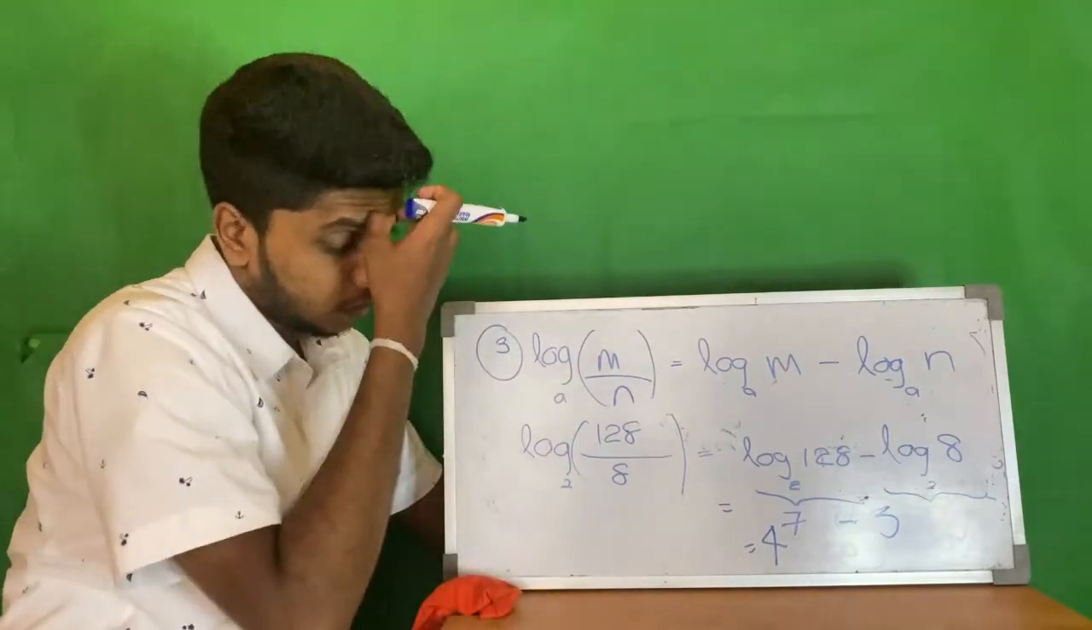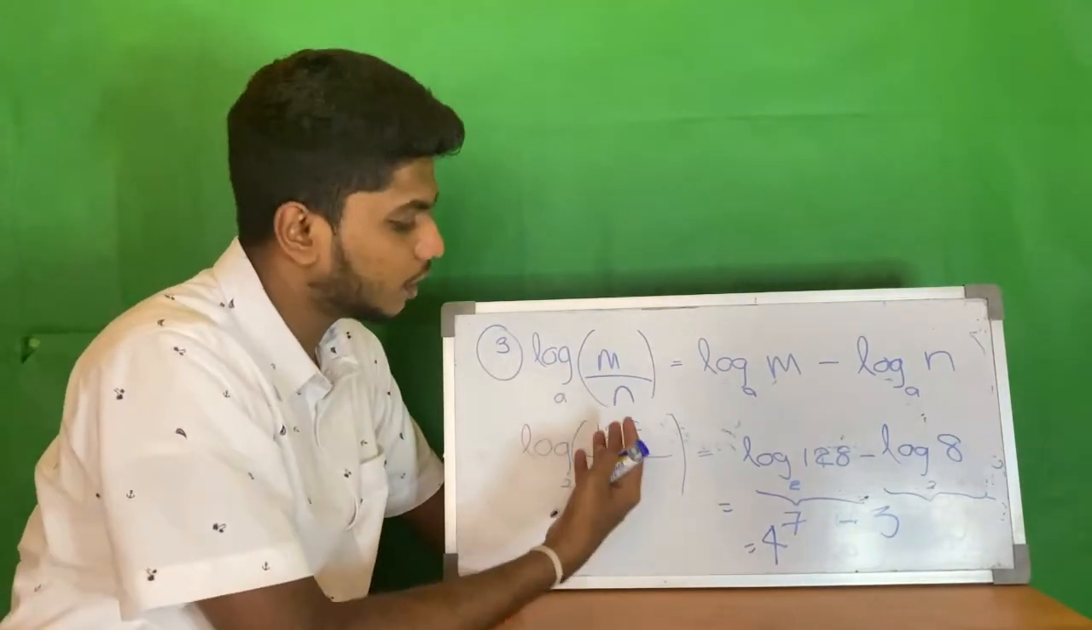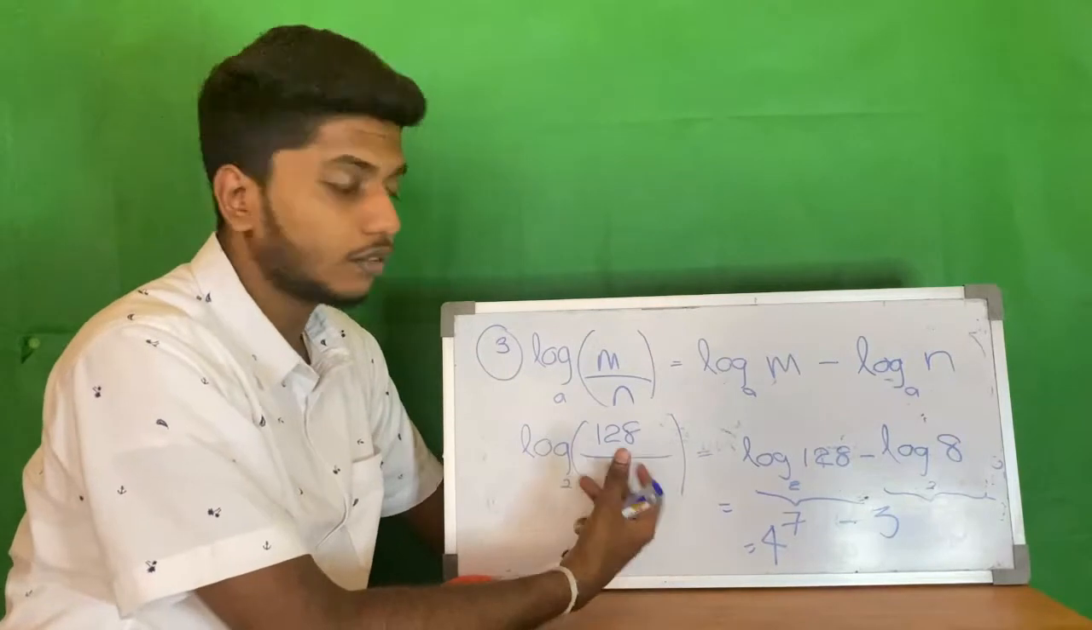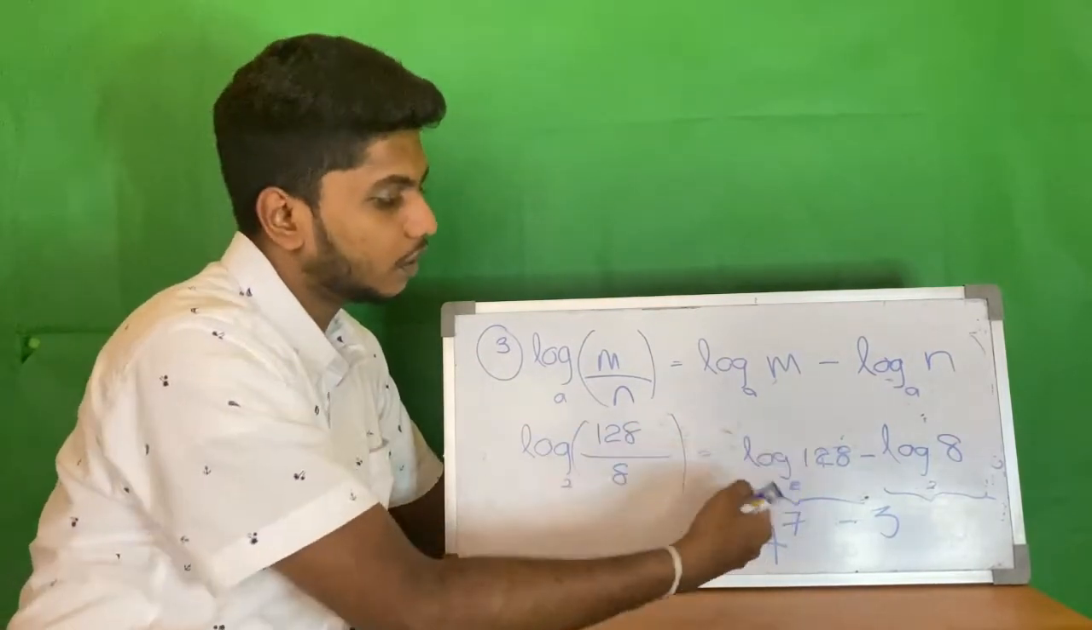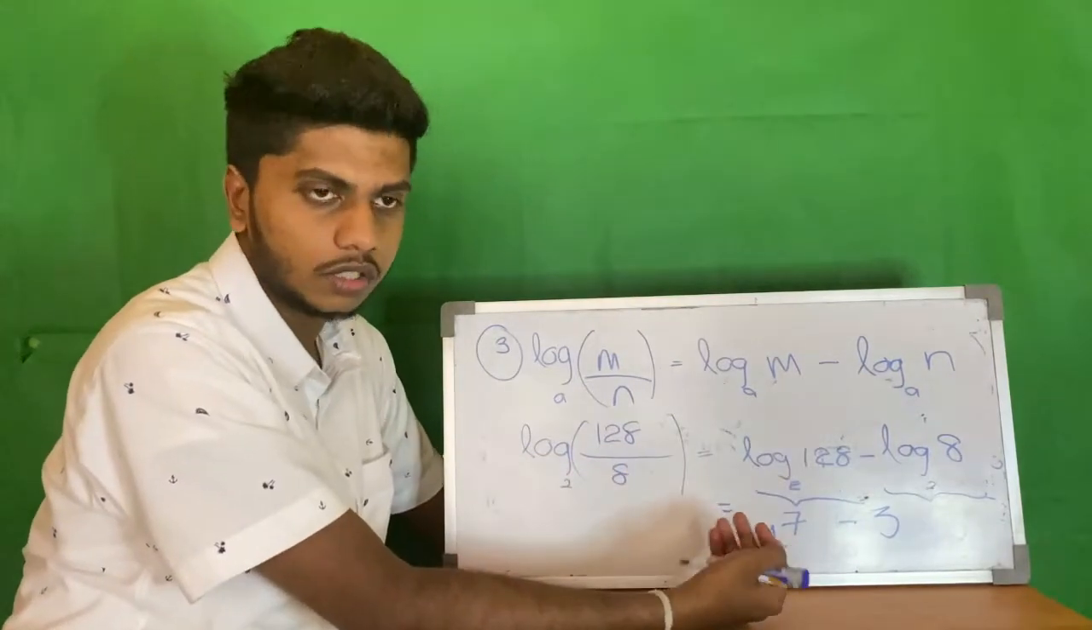So this is how you convert a division of numbers into a subtraction of logarithms.